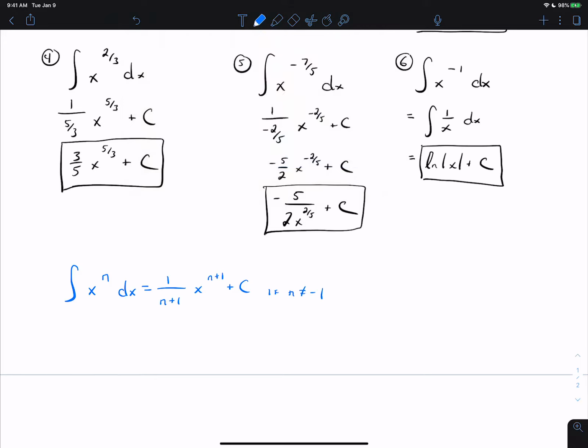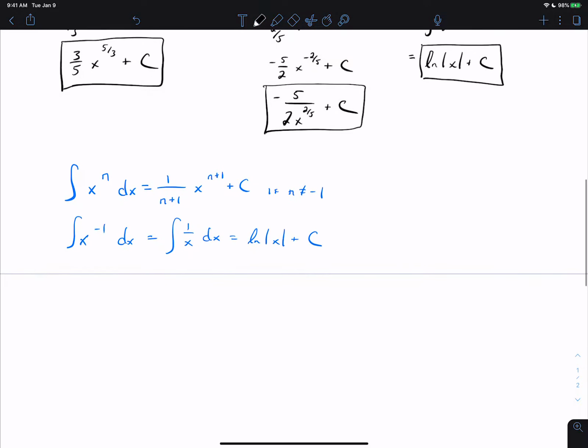But let's write that rule. The integral of x to the n dx is 1 over n plus 1 times x to the n plus 1, plus c, if n is not negative 1. If n is negative 1, we've got x to the negative 1 dx, which is the same thing as 1 over x dx. And the antiderivative of that is the natural log of x plus c. And so we'll use that rule quite a bit as well.